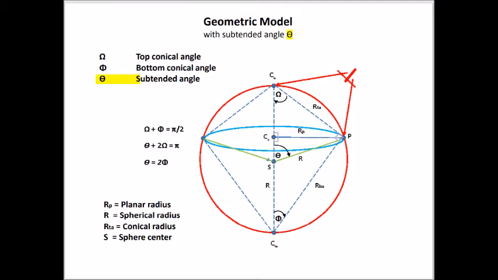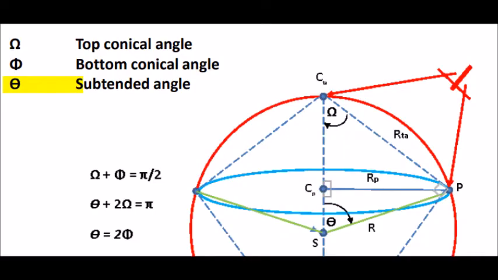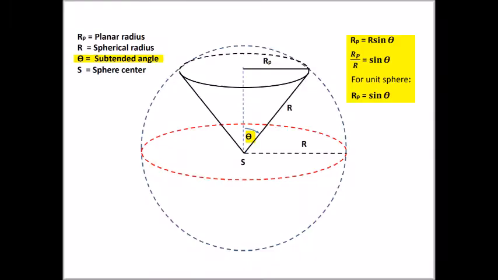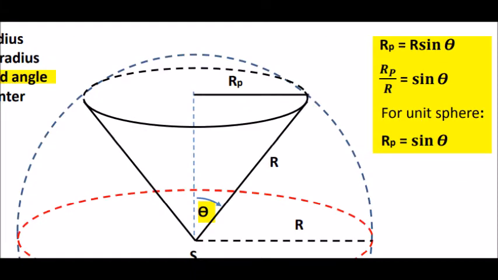This diagram illustrates the geometric model that shows the geometric properties of the conix, which we had seen earlier. I have added the subtending angle to the model that represents the aperture of the conic section of the polyconix. This diagram shows the simple sine relationship between the cone aperture and the base circle of the cone, which has a planar radius of RP.